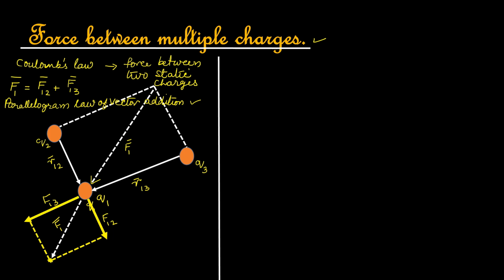I hope I have made this diagram quite clear. It is not at all difficult. It is an easy portion provided you proceed in a systematic way. In case you find it difficult, let me clarify. The force exerted by Q3 on Q1 is along this direction, the force exerted by Q2 on Q1 is along this direction, and this is the direction of F1, the resultant.